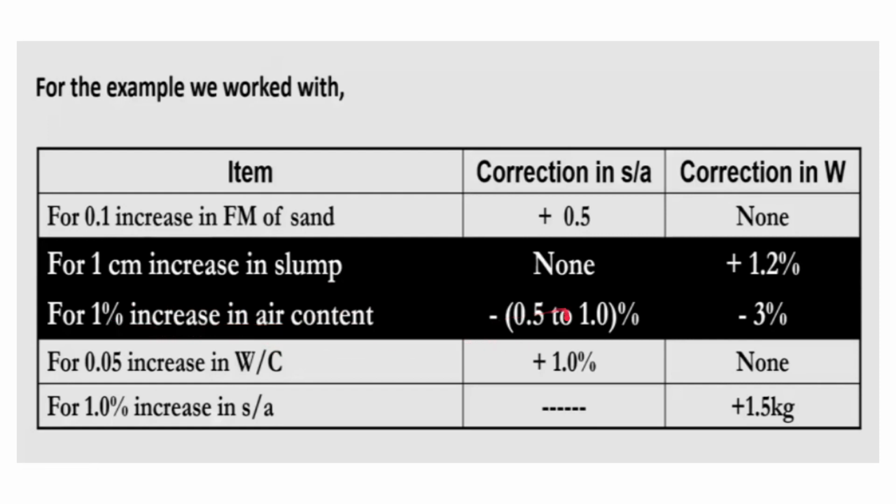So for that, what to do? We need to consider this. For slump, we don't have to change anything in S/A, but we need to increase the W content by 1.2%. And for air content, we have to reduce S/A from 0.5 to 1% and reduce W by -3%.